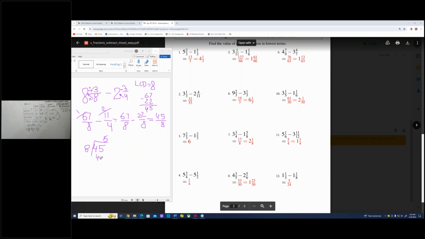40. I will assume that everybody is writing this down because this was the model for your homework. 45 minus 40 is 5. Remainder 5. After that, we write the quotient 5, remainder 5, over the denominator, the divisor.